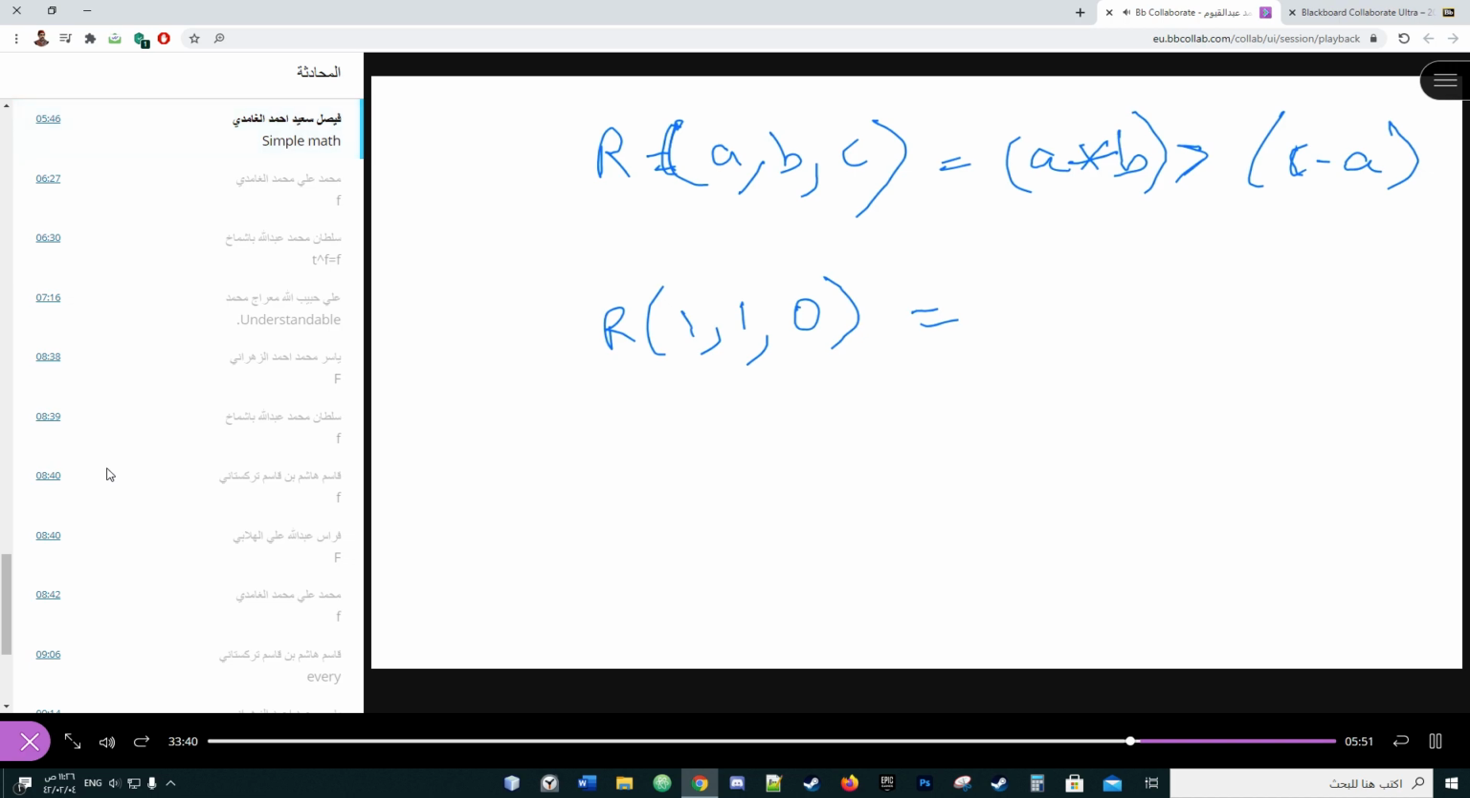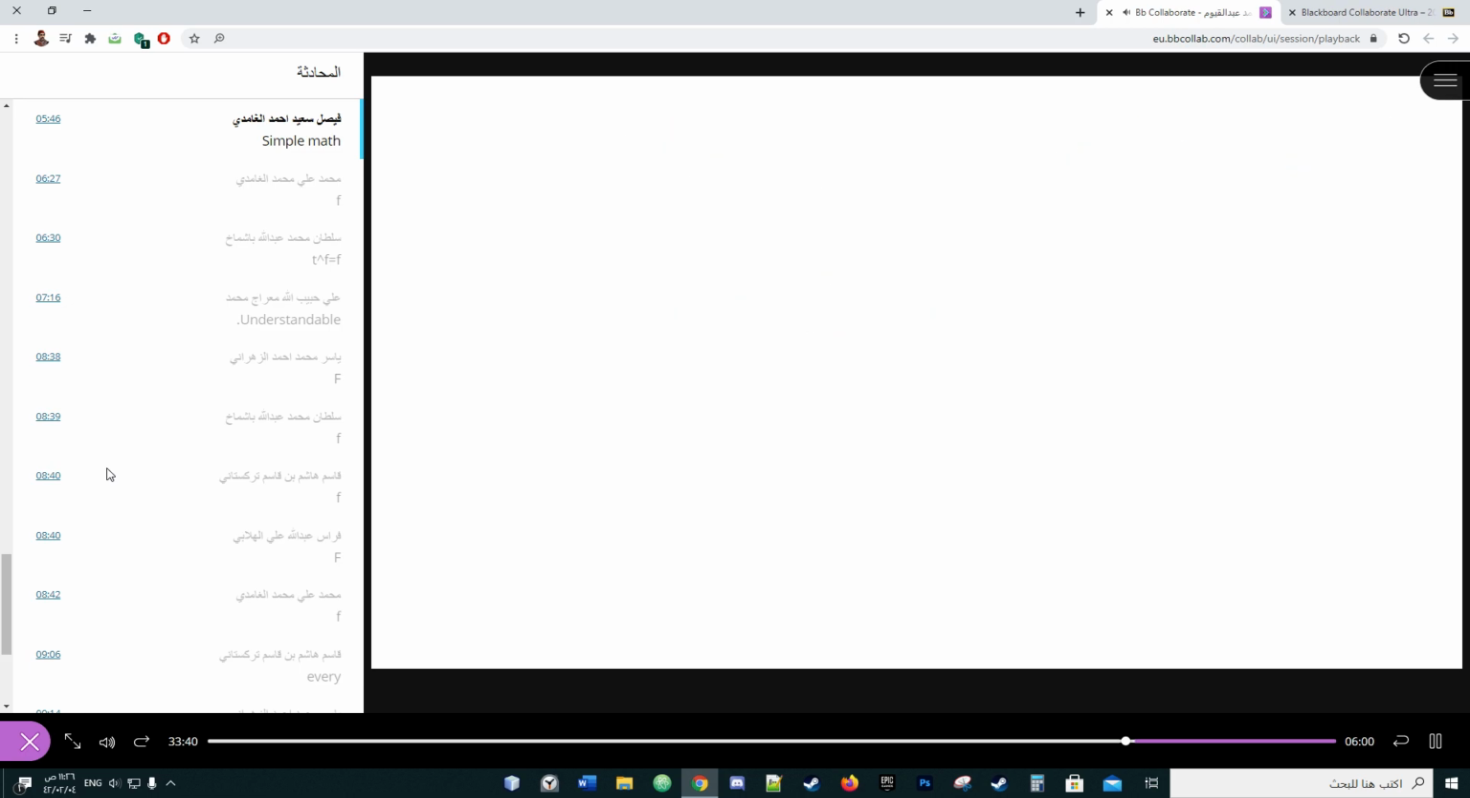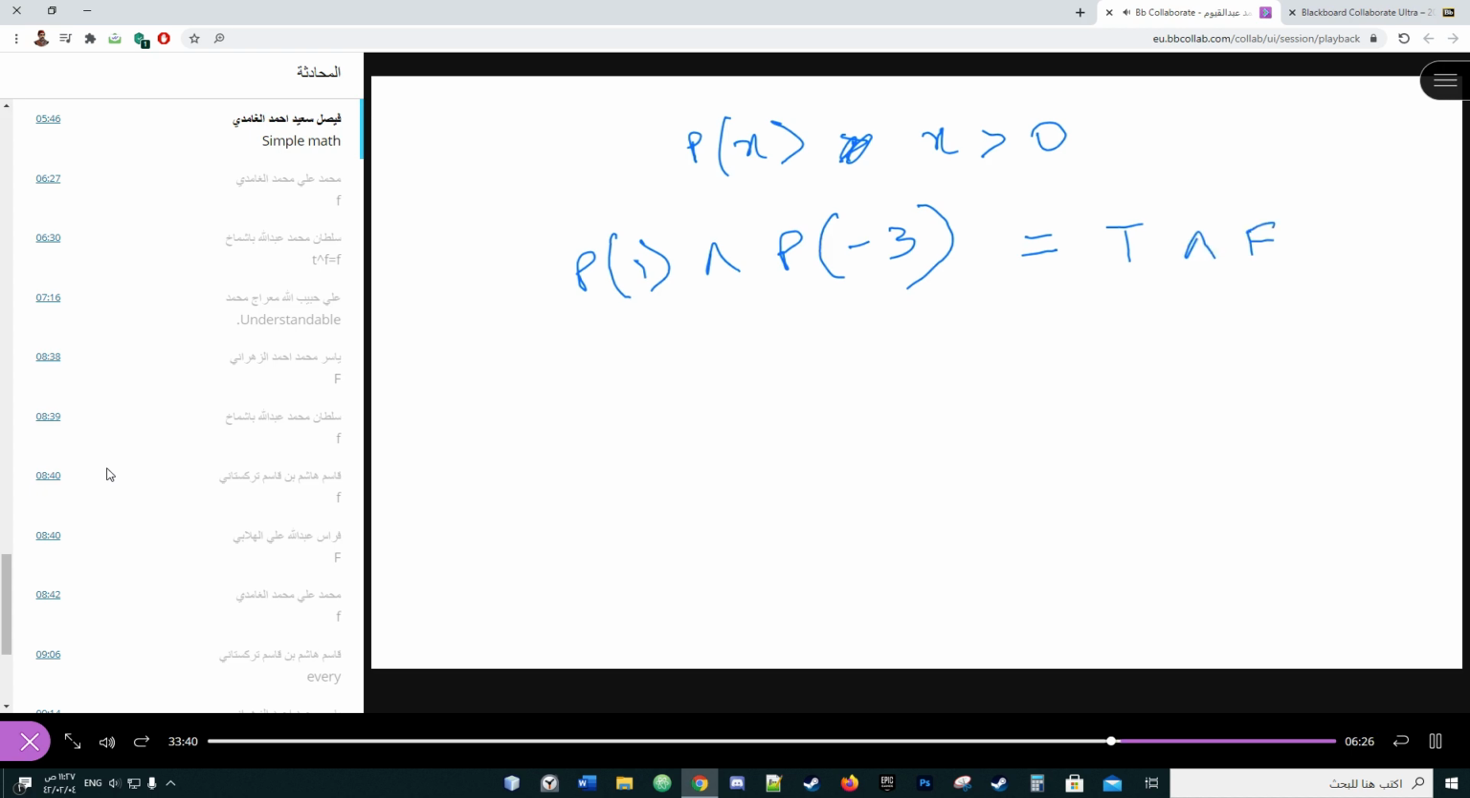If you go to slide 9, you see compound expressions. For example, if P of x is x greater than 0, we have P of 1 and P of minus 3. Since P of 1 is true and P of minus 3 is false, this is false. All the operators that we learned in the previous section apply. Just go through slide 9: you have the AND operator, the OR operator, the implication operator. Read through those slides and make sure you understood it.